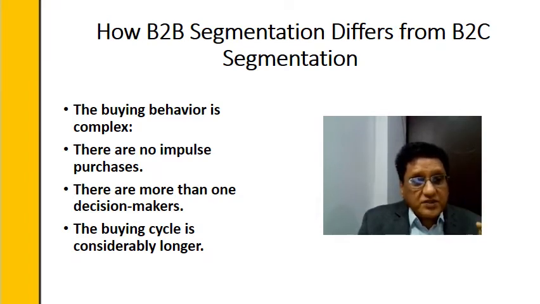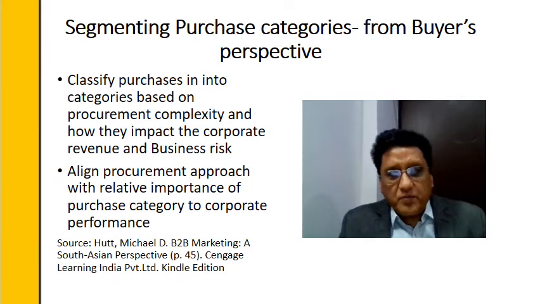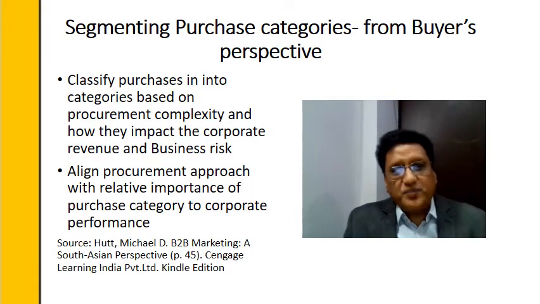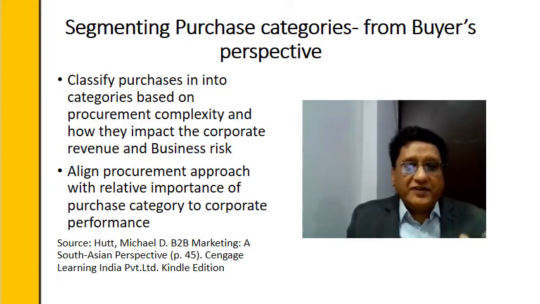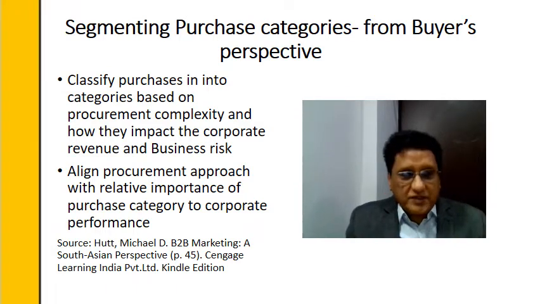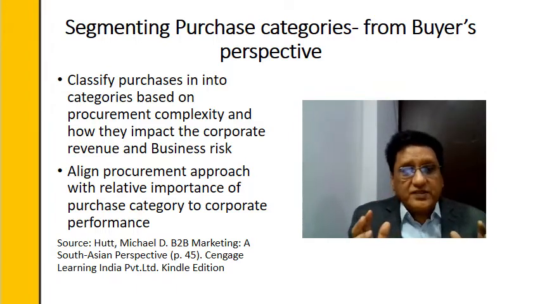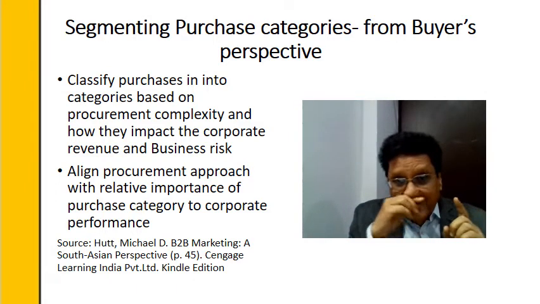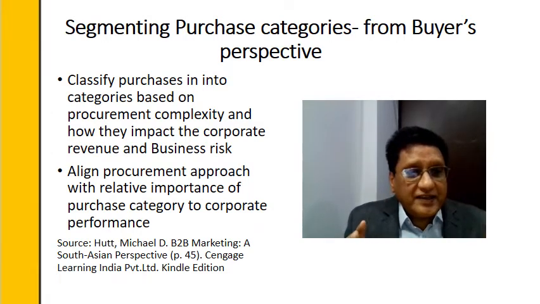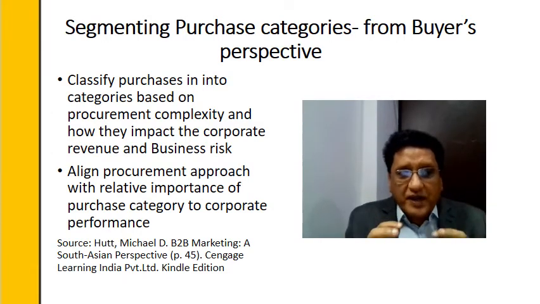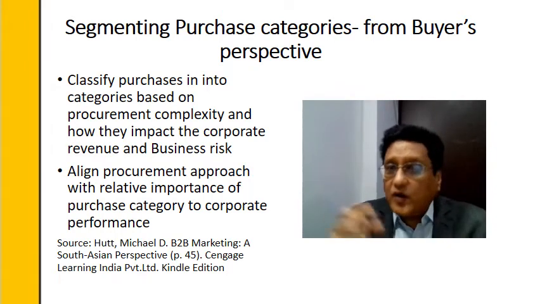So we will now consider how corporations or buying houses segment what they want to purchase in terms of complexity and in terms of involvement. How do the buying companies segment their purchases? How do they split whatever they purchase into various purchase categories? So from the buyer's perspective, I want to explain to you. The buyers classify purchases into categories based upon, number one, procurement complexity. How complex is the process to procure this or that kind of thing?